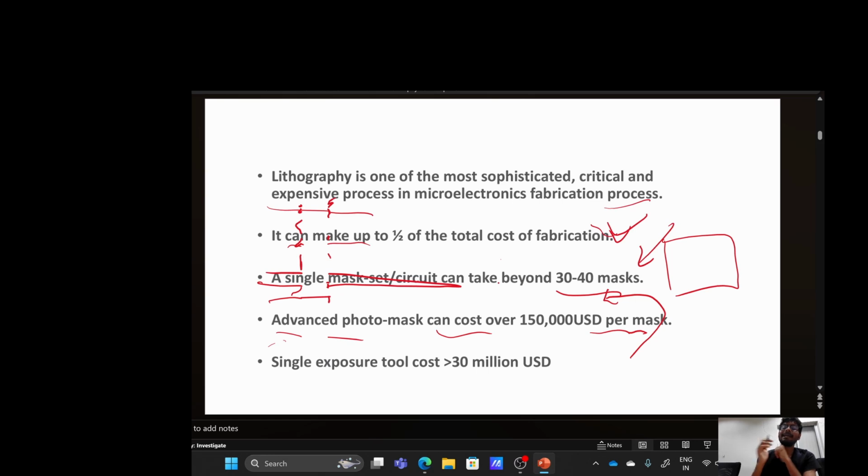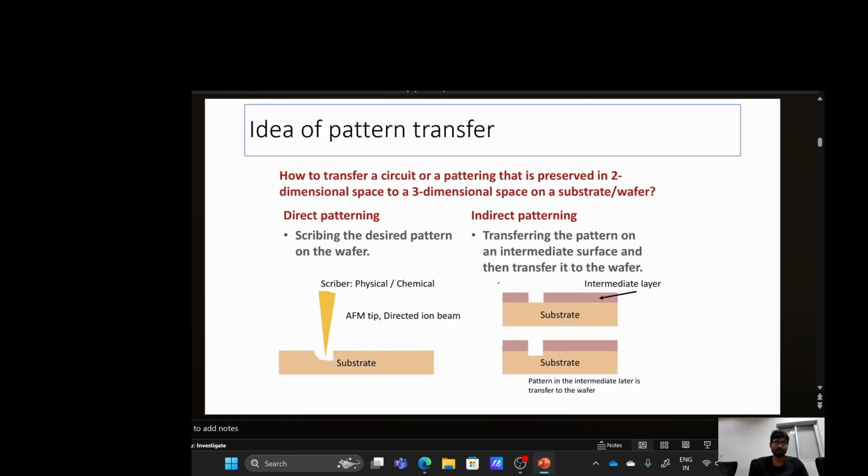But these masks are reusable. So the number of phones that you can make with a single mask reduces the cost of the mobile phone. And this single exposure tool costs more than 30 million US dollars. That is what I am talking about, the UV light lamp. That costs more than 30 million US dollars.